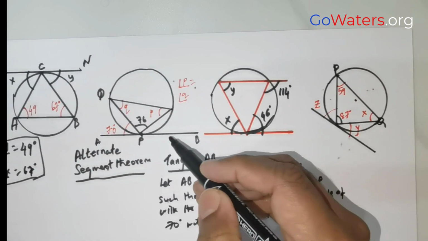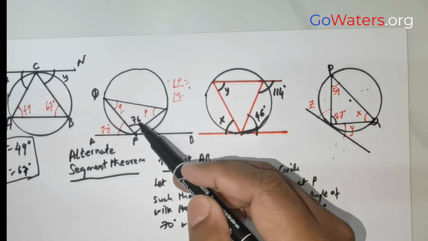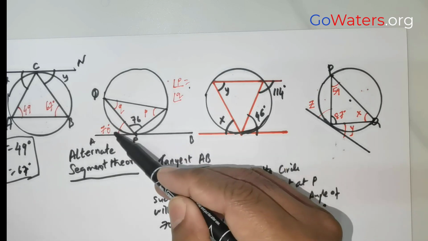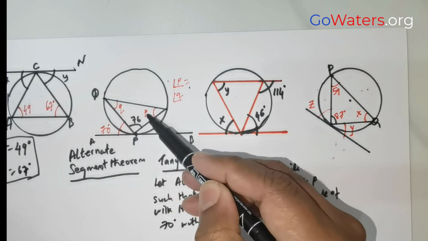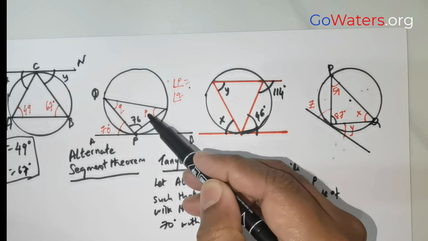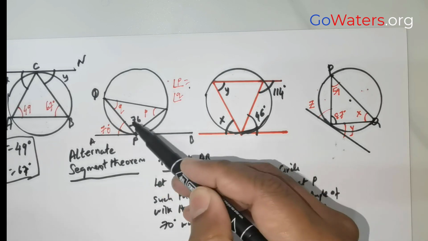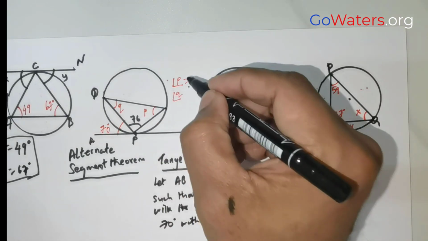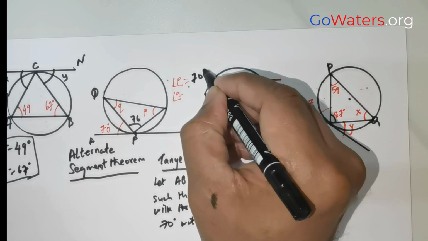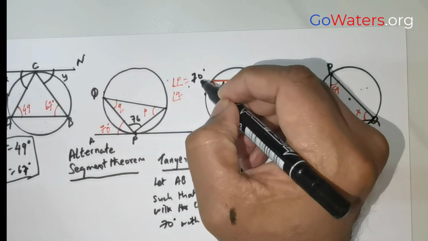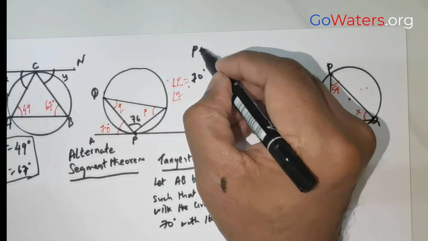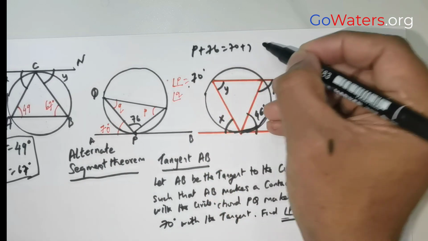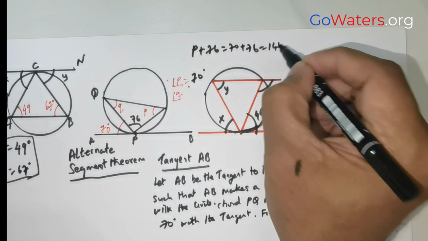So moving on, we are expected to find angle P and angle Q, and we are given 76. As I mentioned to you, this angle would be the same as the angle found inside the triangle, given the fact that they are opposite to each other. So in this case, clearly angle P would be 70 degrees. I need to get Q. So P plus 76, 70 plus 76, that's going to be 146.